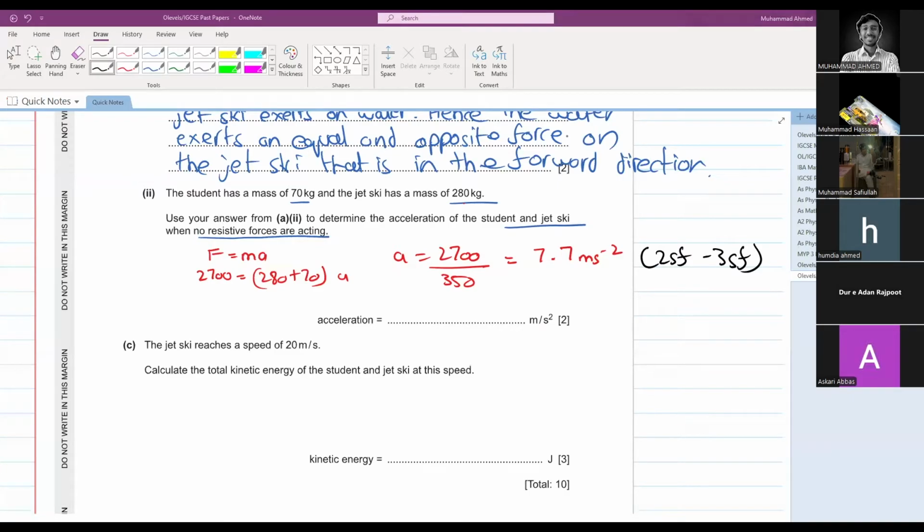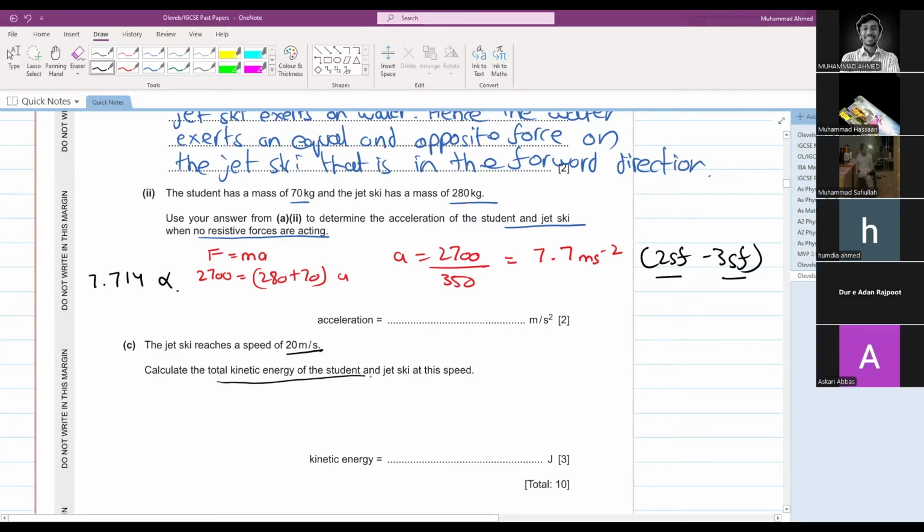Yes, Duryodhan, your answer will be coming out like this. Four significant figures पे कभी भी answer नहीं देना. Either you will give it to 2 SF or 3 SF. Here I have given it till 2 SF.